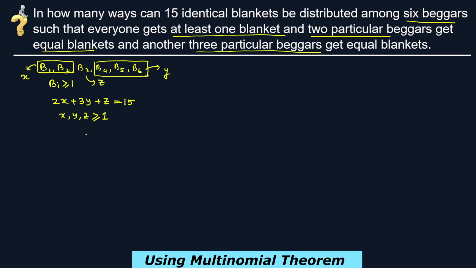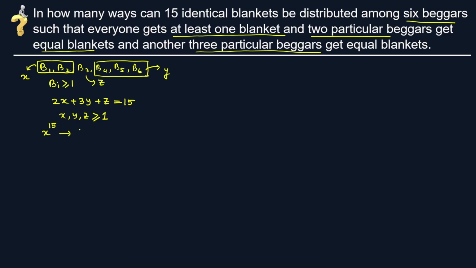Now, if I apply the multinomial theorem, what are we going to have? We have to find the coefficient of x to the power 15 in the expansion of x square, this is for X: x square, x to the power 4, x to the power 6, x to the power 8, x to the power 10, x to the power 12, x to the power 14. That's it. I have to stop here because the total blankets available are 15, so I cannot go beyond this.